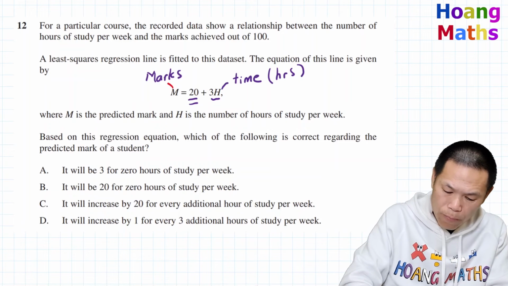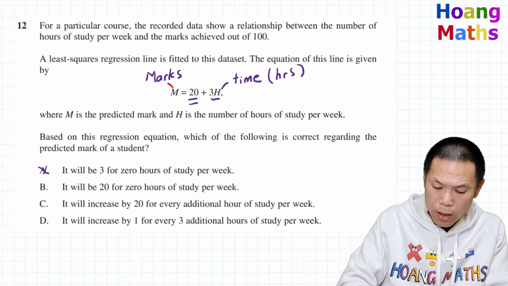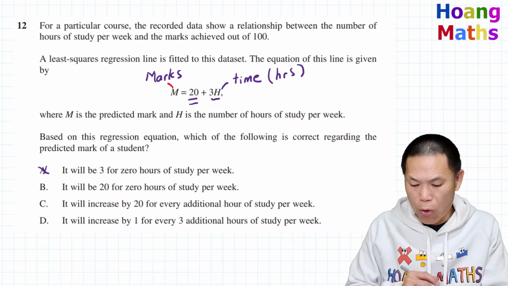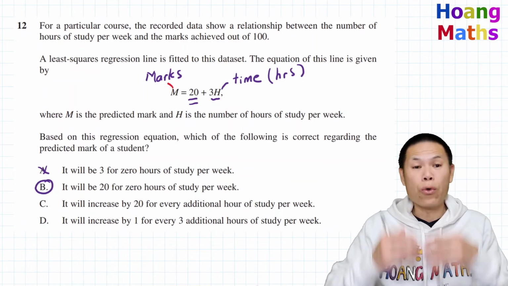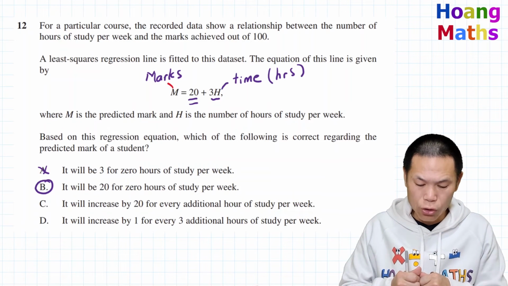So this is wrong. And part B, it will be 20 for 0 hours of study per week. So that is correct. So we can stop there. So that should be B.